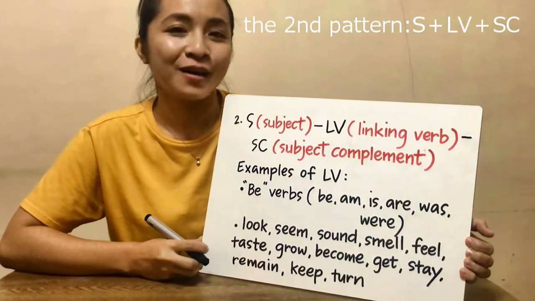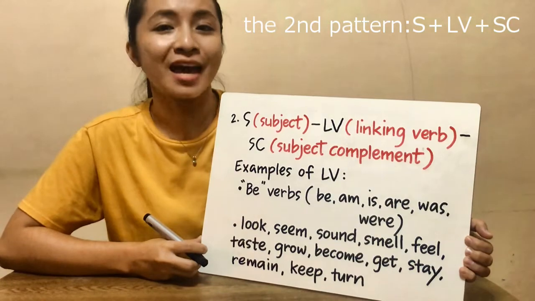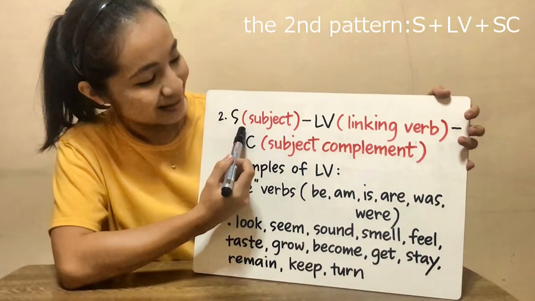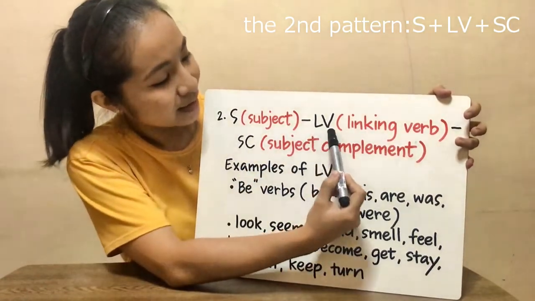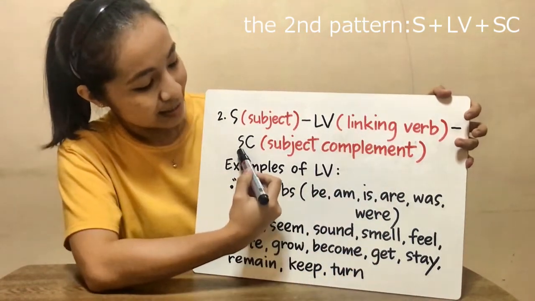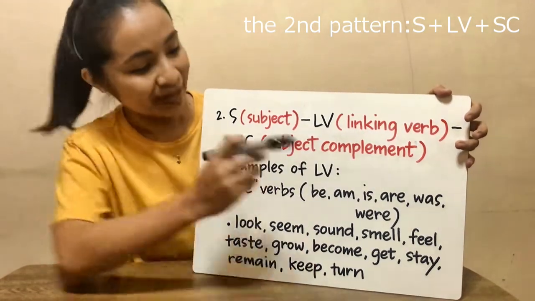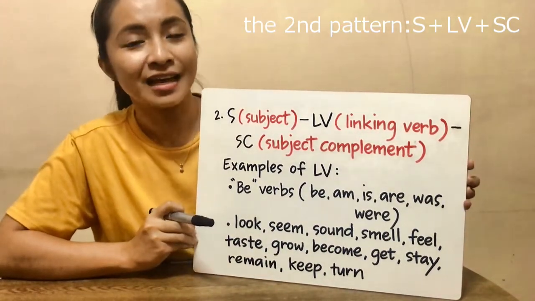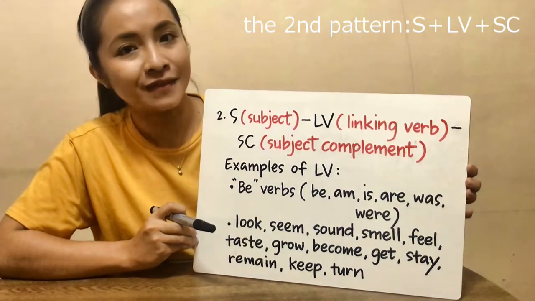So let's move on to our second pattern. The second pattern is S+LV+SC. S, again, stands for subject. L stands for linking verb. And SC stands for subject complement. I already explained the subject a while ago, so let's proceed to the next one, which is the LV.